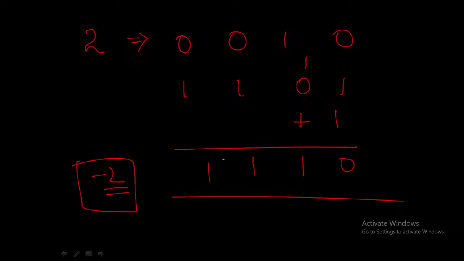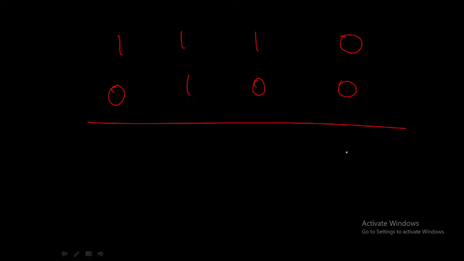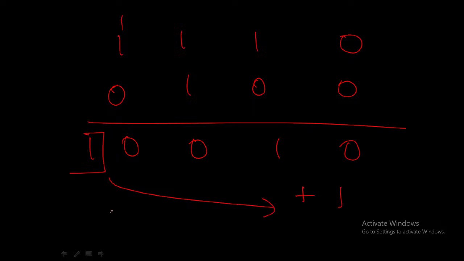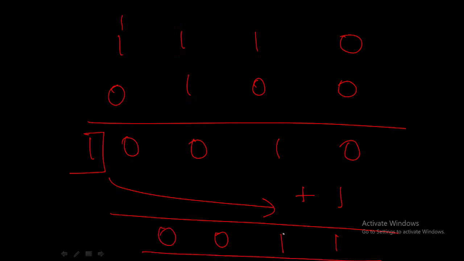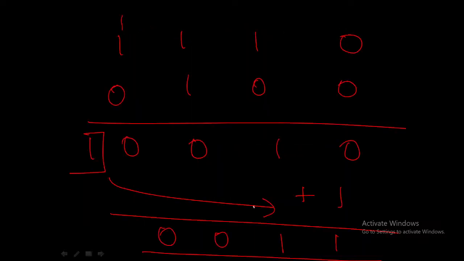Now we are going to add this 1110 with our 0100. So what will be our final answer? 10010. We are getting a carry. So if we get a carry, we are going to add it again. So plus 1, we'll get 0011. This is our final answer. Okay, so this is how we are going to do.